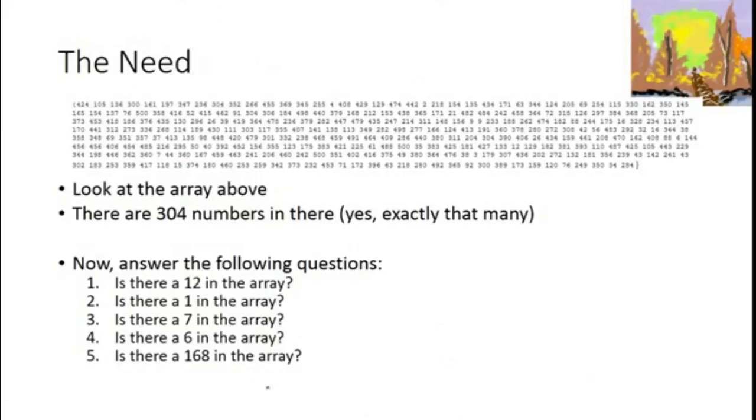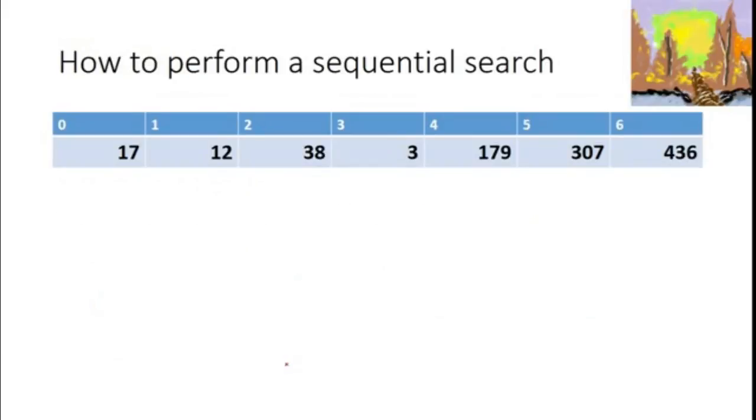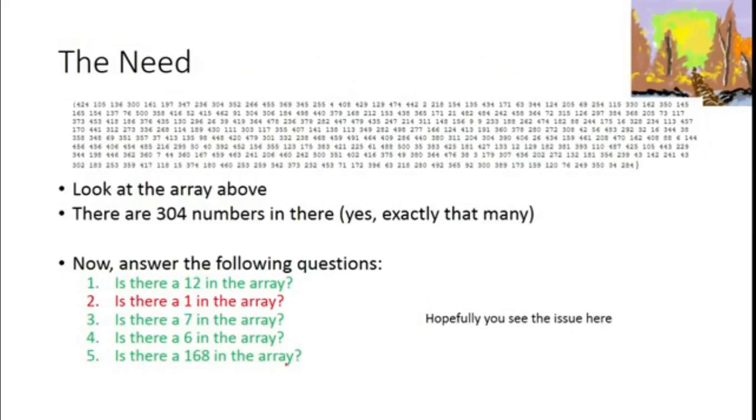So this is where we want to bring in some kind of algorithm, some kind of way for the computer to handle it. By the way, there is a 12, there is no 1, there is a 7, 6, and 168. The 1 is the only one that is not in there. Anyway, to take an array like this and search through it to find these things is really, really hard. So instead, I solved these using a sequential search.